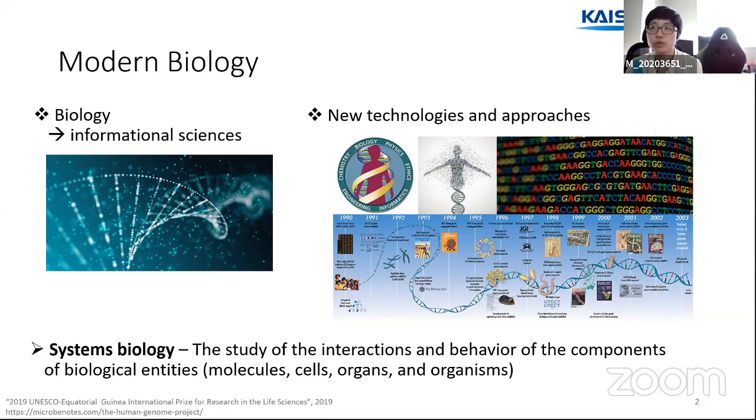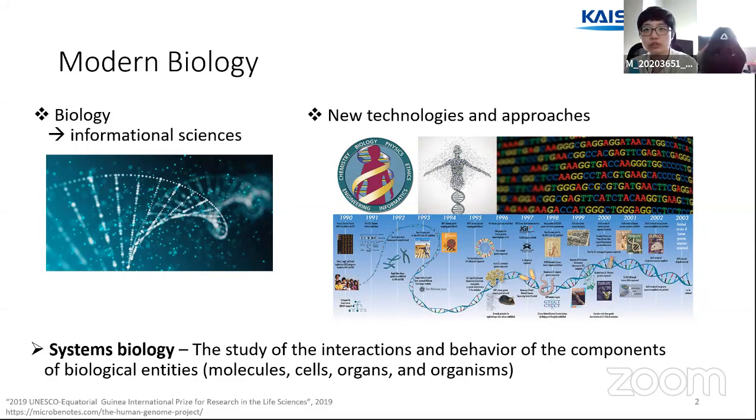Modern biology grew up with two properties. First, the view that biology is fundamentally an informational science. Biological systems, cells, and organisms have a process which can store and transmit information basically. For example, the phenotype of life is stored as genetic information, and this genetic information can be transmitted to descendants.